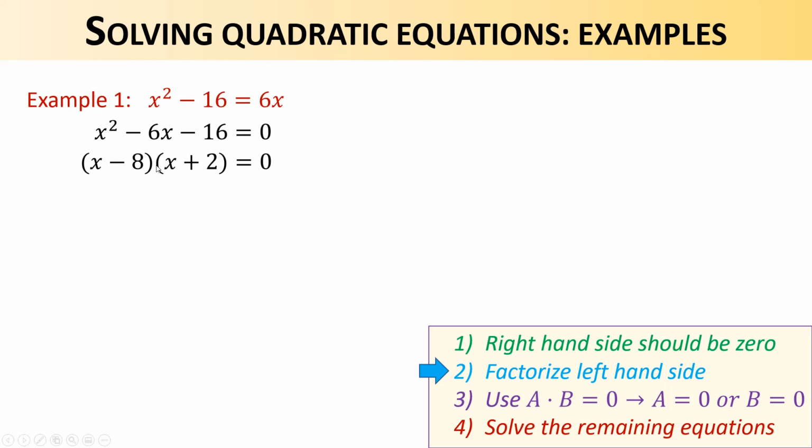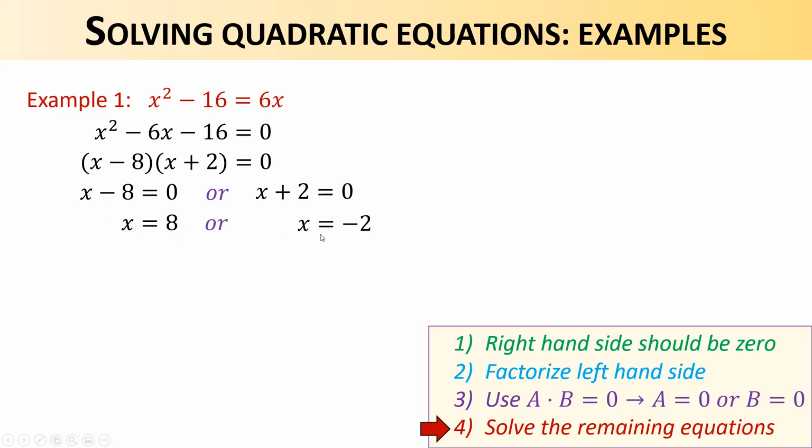x minus 8 times x plus 2 equals 0. So now the left-hand side has been factorized, and we can move on to using the a times b is 0 rule. It tells us that either x minus 8 is 0 or x plus 2 is 0. So these are two linear equations that we can now proceed to solve. x minus 8 is 0 gives us x equals 8, and x plus 2 is 0 gives us x equals minus 2.